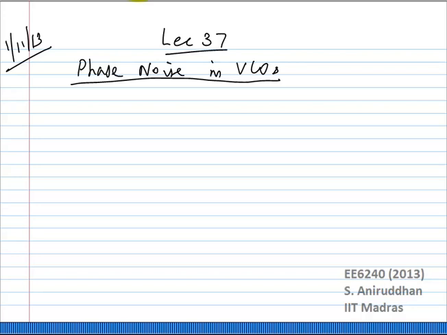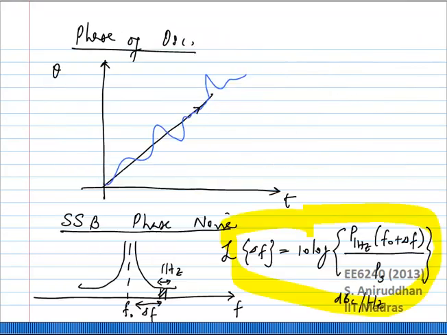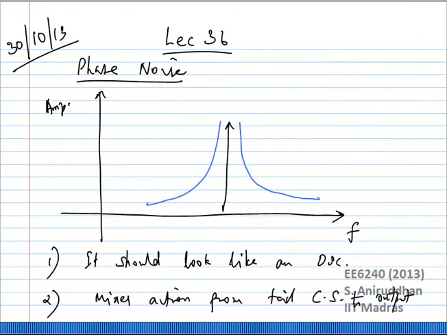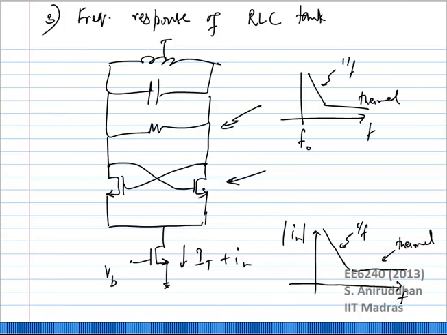Okay, so last class we started looking at phase noise in VCOs. Let's do a quick review of what we did last class. We started looking at the exact definition of phase noise, what it would probably look like in an oscillator, and we said very close to the oscillator the phase noise would increase, and far away from the oscillator the phase noise would decrease for various reasons, right?